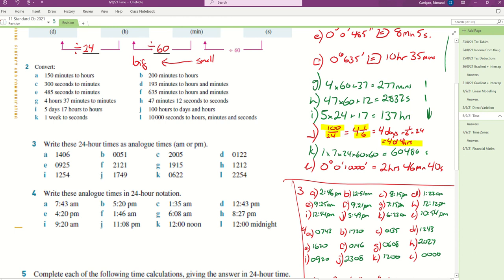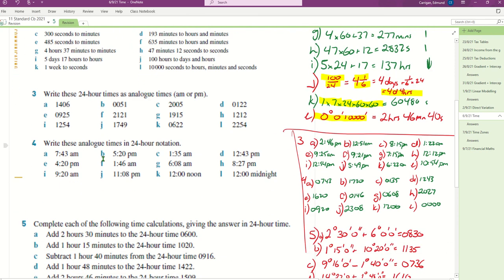So K is just a whole heap of multiplication. I have 1 week times 7 days to a week times 24 hours to a day times 60 minutes to an hour times 60 seconds to a minute. If I put all that in, I get 604800. And then the last one, you can put this into your calculator: put in 0 hours, 0 minutes, 10,000 seconds, push the equals button, and it will do it for you.